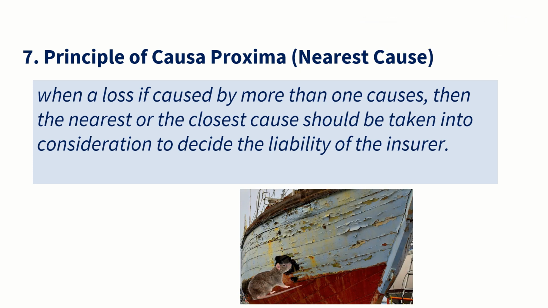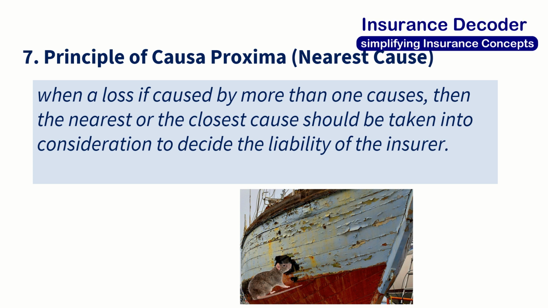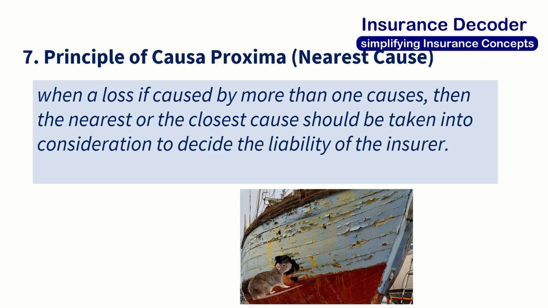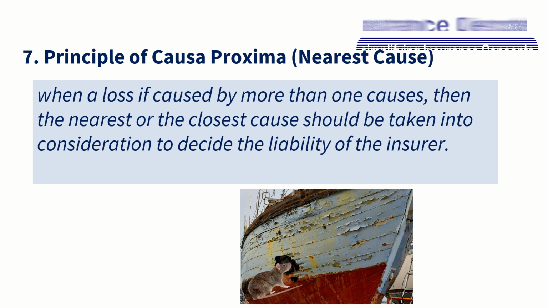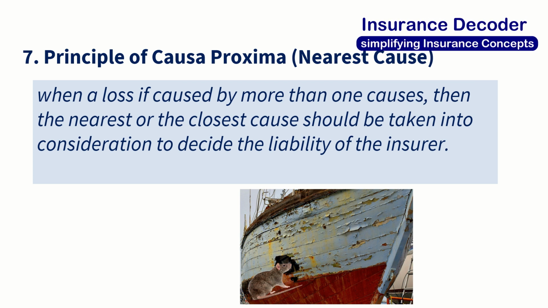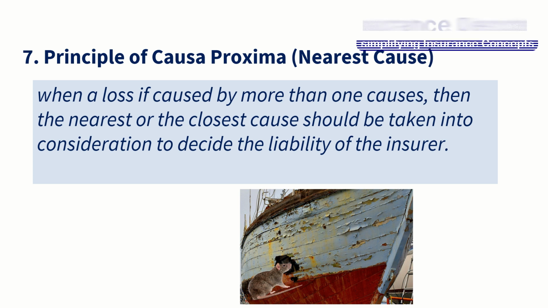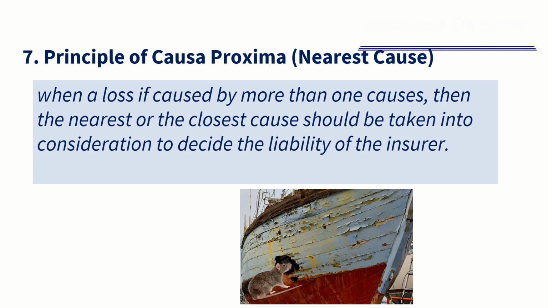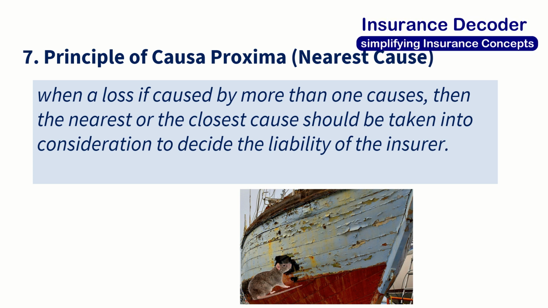For example, there is a ship and rats have made a hole in it, because of which water entered the ship and the goods loaded in the ship were damaged. In this case, there are two causes of the incident. First is the rat and the second is seawater. Even though rats made the hole in the ship, the actual cause of damage was seawater. So here the nearest cause is damage due to seawater.